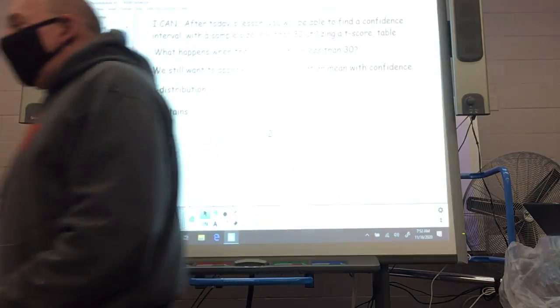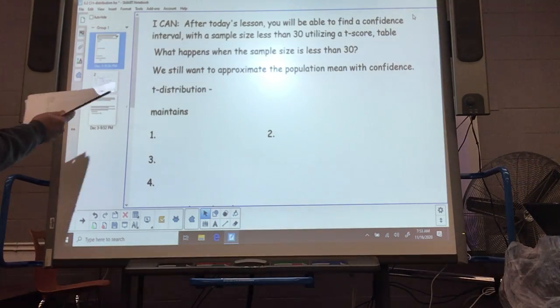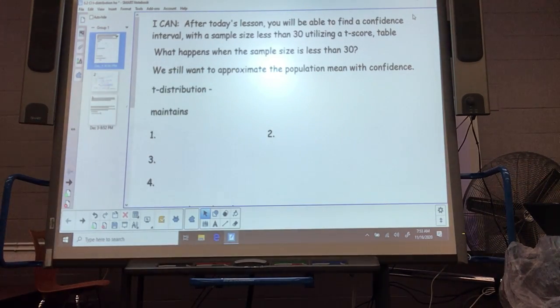When using the z-table and the z-scores for the confidence interval, we are guaranteeing that, once again, the sample size is greater than 30. That's what we want to make sure of. Well, what happens if the sample size is less than 30? We still want to get a good guesstimate in there. We still want to approximate the population mean and with confidence.